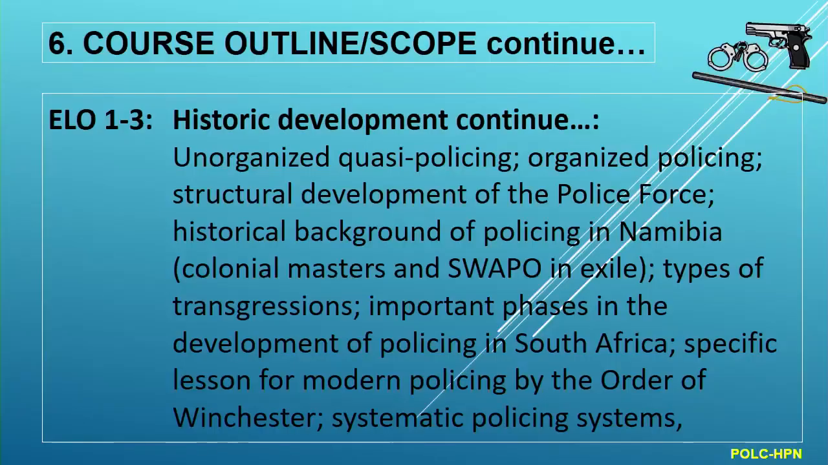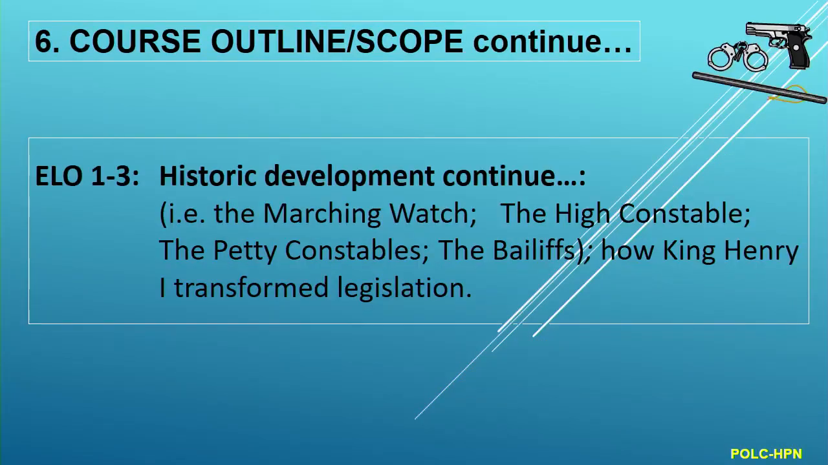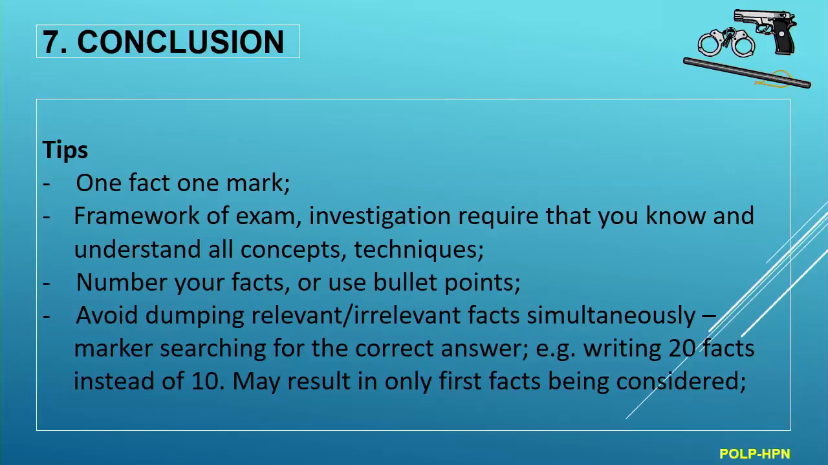Unorganized quasi-policing, organized policing, structural development of the police force, historical background of policing in Namibia, for example, colonial masters and SWAPO in exile, types of transgressions, important phases in the development of policing in South Africa, specific lessons for modern policing from the Order of Winchester, systematic policing systems, for example, the marching watch, the high constable, the petty constable, and how King Henry transformed legislation. In conclusion, 1 fact, 1 mark. If you give me 1 fact, I'll give you 1 mark.